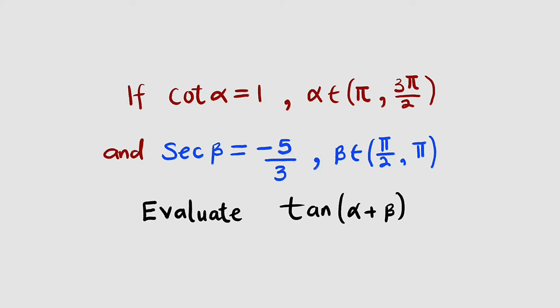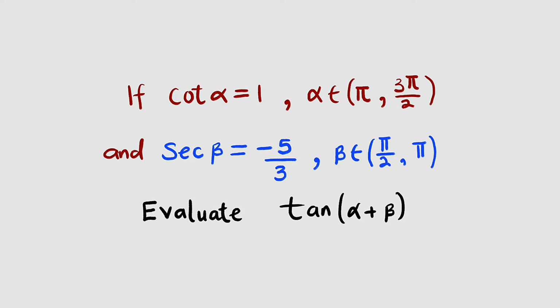This is a trigonometric problem. We are given that cotangent of alpha is equal to 1, where our angle is between pi to 3 pi over 2, that is in the third quadrant. And also secant beta is equal to negative 5 divided by 3, where the angle beta is between pi over 2 to pi, that is in the second quadrant. We are asked to evaluate tan of alpha plus beta.